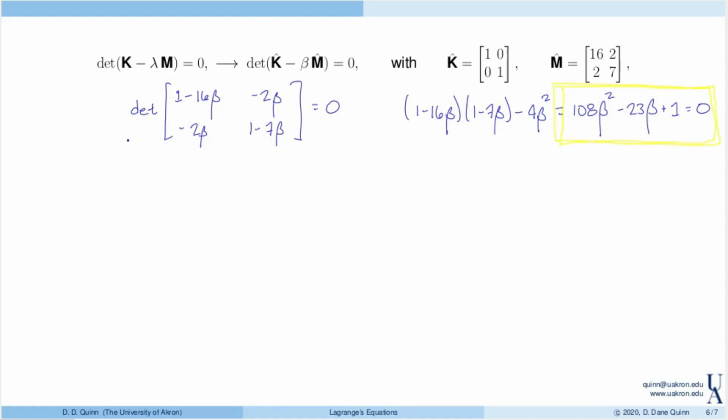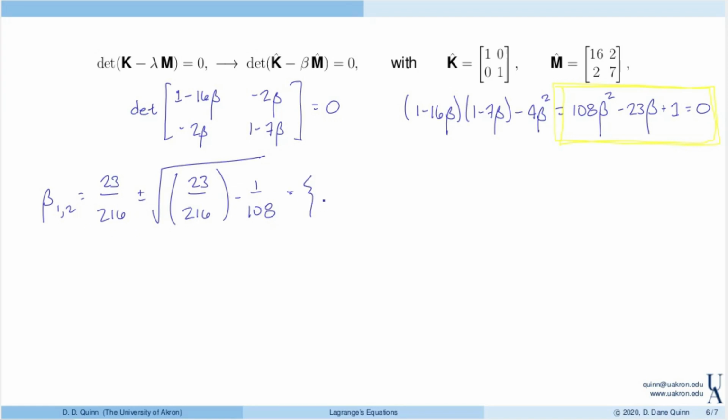And we can solve this, right? We can find beta 1 and 2, so the two values of beta end up as 23 divided by 216 plus or minus the square root term. Obviously I did this ahead of time, but it's easy enough to verify. So there it is. These are the eigenvalues. And numerically, we end up with 0.0609 as the solution with the negative sign, and 0.1521 as the solution with the positive sign here.